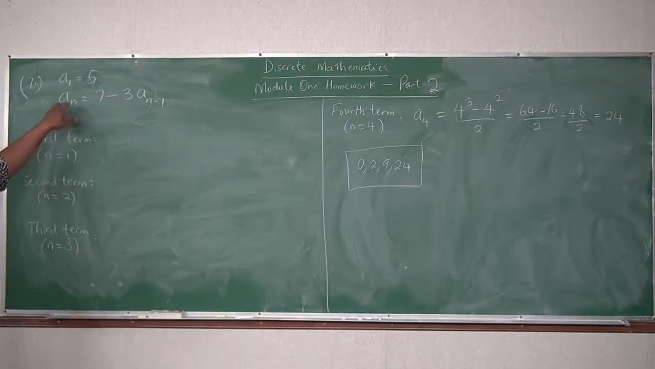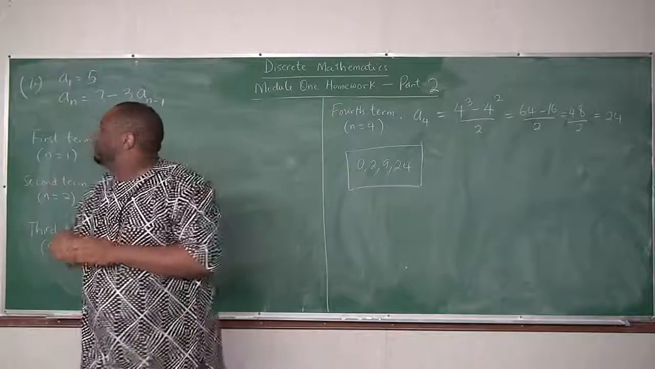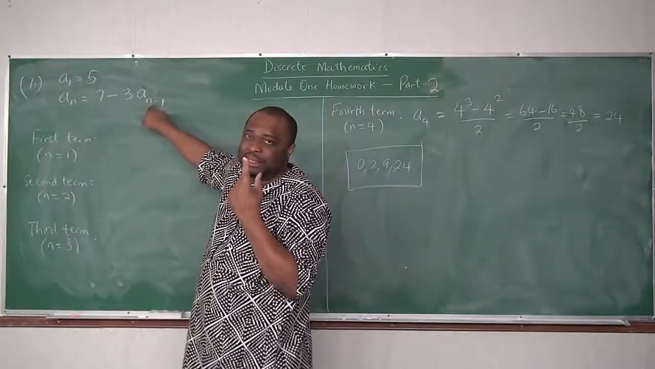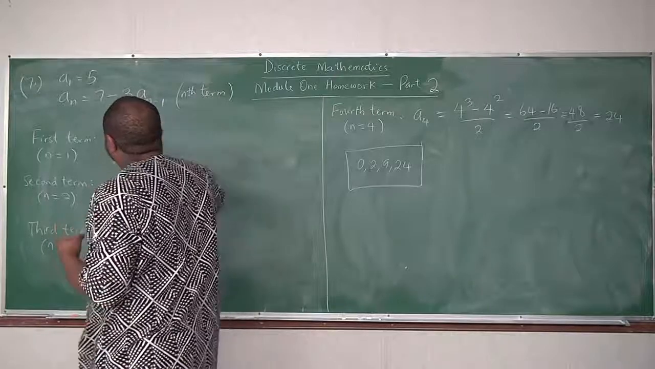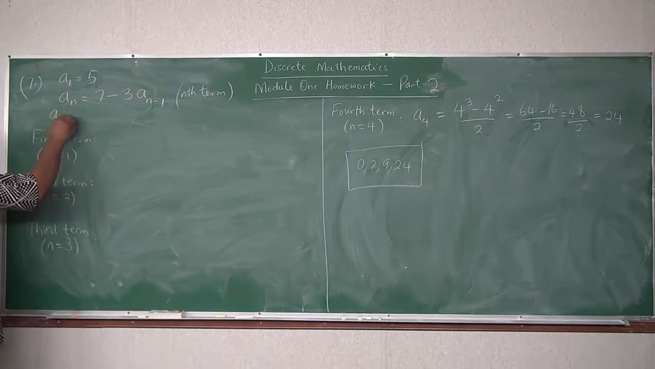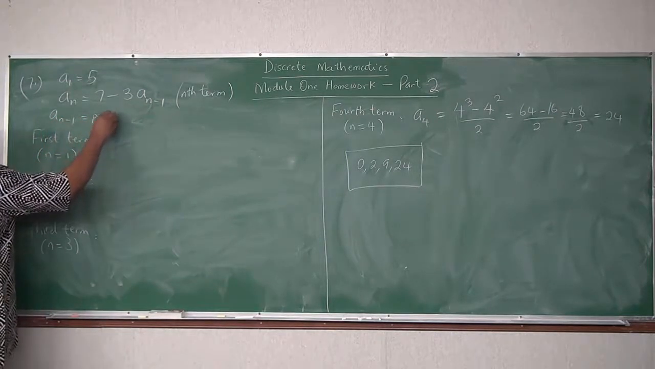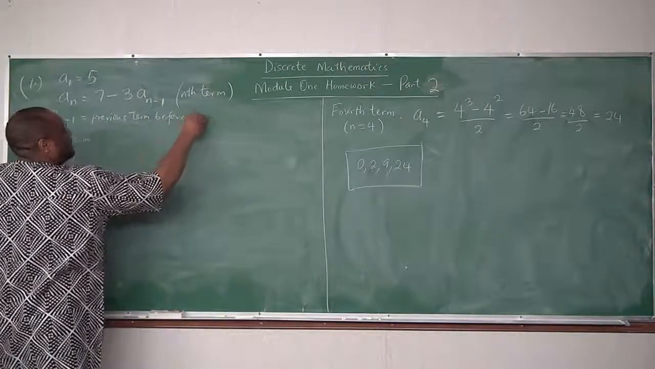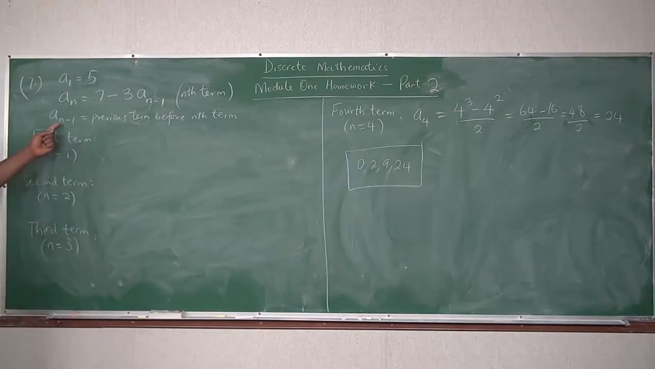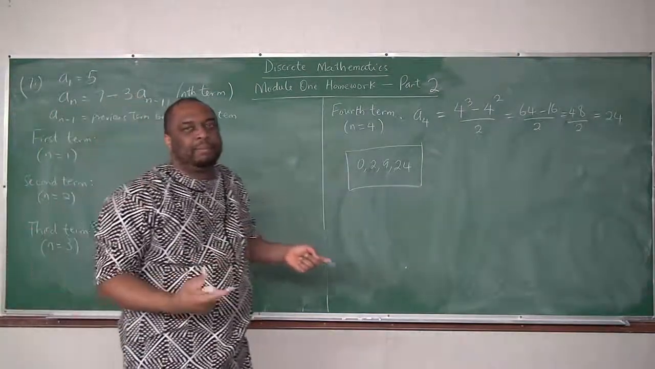So you can see here, this is a recursive formula, because for you to get any term, you have to get the previous term. From this formula, this is n minus 1, this is the nth term. If you have this A n minus 1, this is the previous term before the nth term. That is what it means.